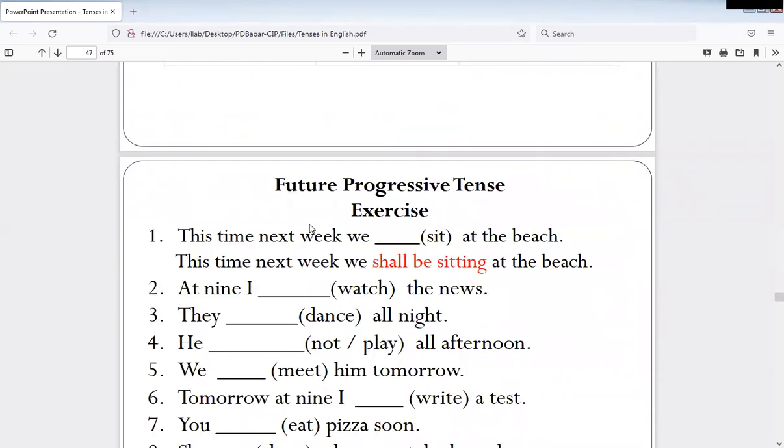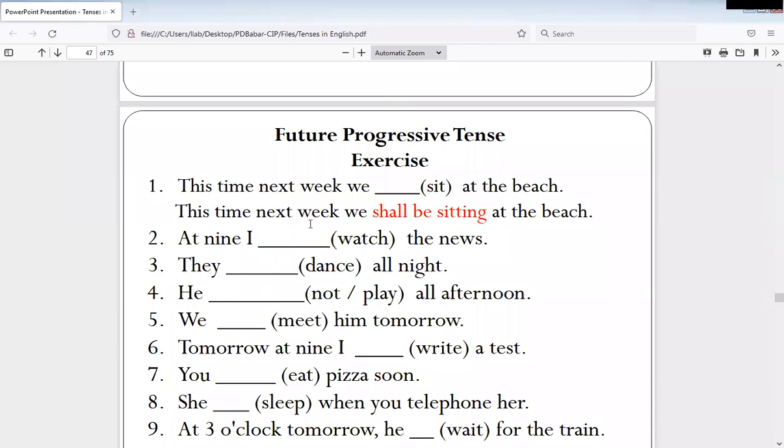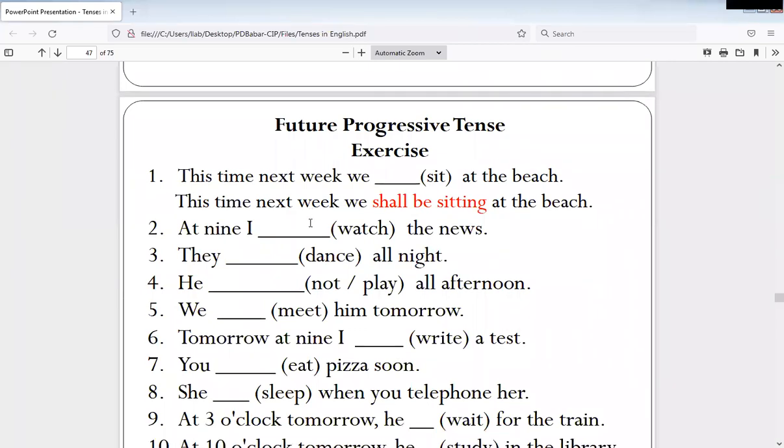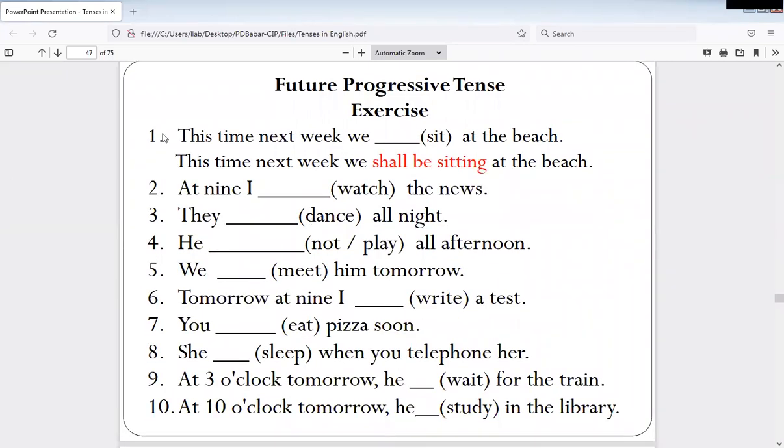Let's move towards the exercise. We left the exercise because of short time. Okay, so let's complete the exercise first, and then we will start with the next one. Okay, so first let's move towards the exercise. Give the answers to me. This time next week we, in bracket, sit at the beach.